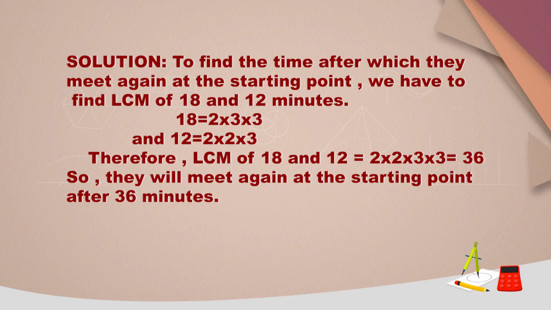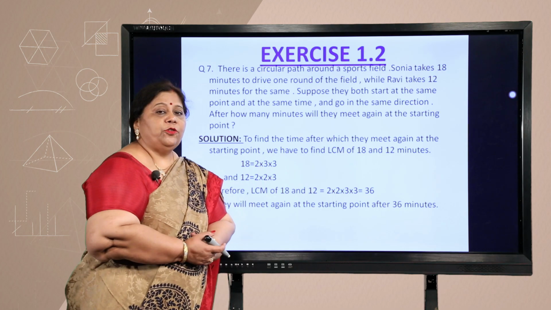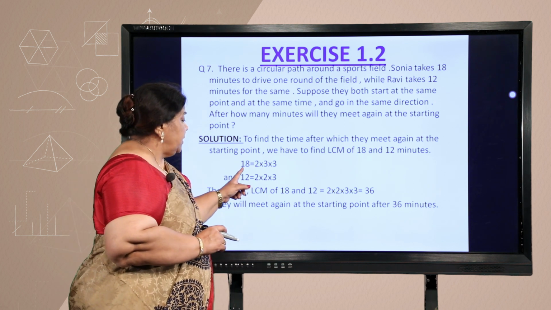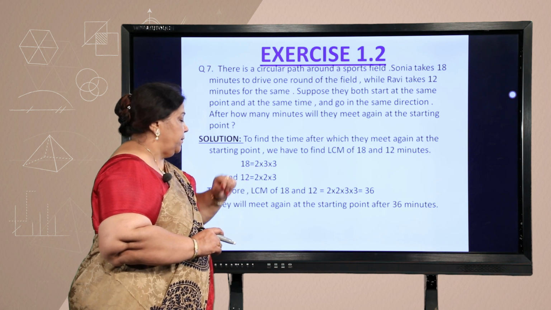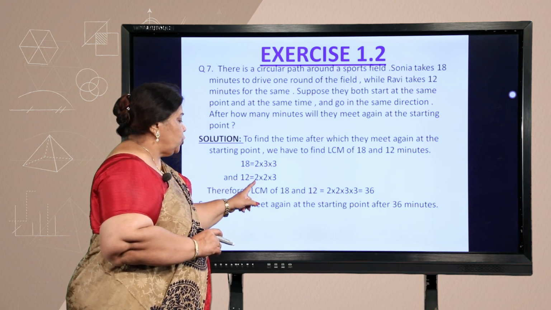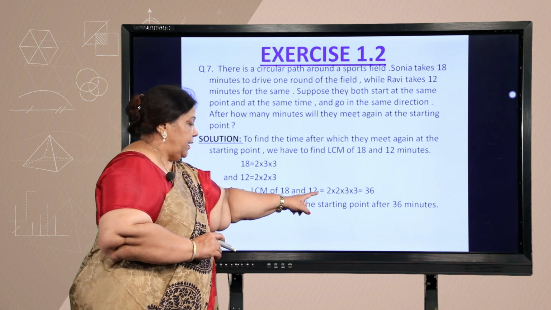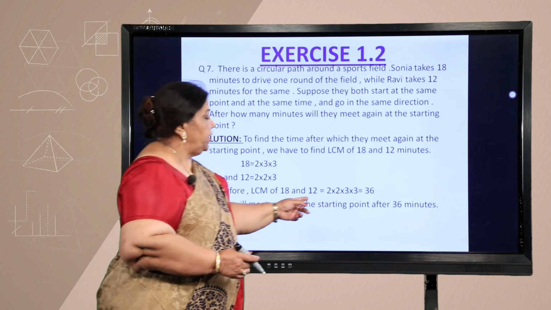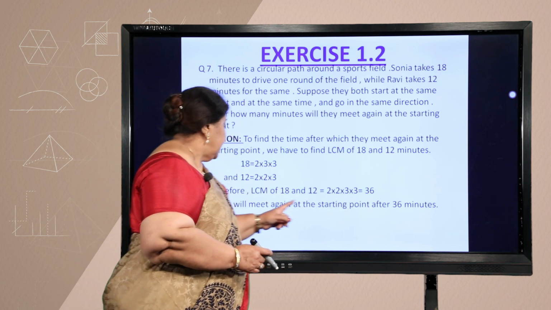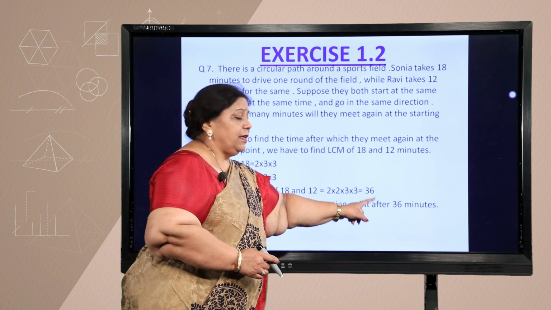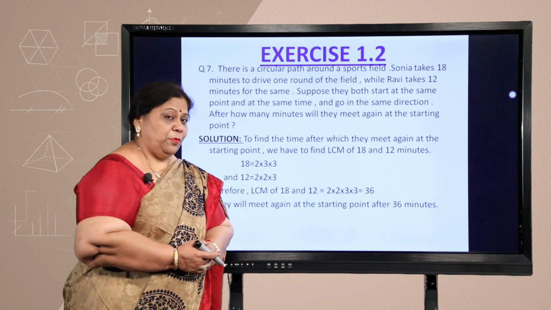He says, after how many minutes will they meet again at the starting point? That means, to find the time after which they meet again at the starting point, we need to find the LCM of 18 and 12 minutes. LCM means least common multiple. Here 18 can be factored as 2 into 3 into 3 and 12 can be factored as 2 into 2 into 3. Therefore, LCM of 18 and 12 is 2 into 2 into 3 into 3, that is 36. So they will meet again at the starting point after 36 minutes. I hope it is clear.